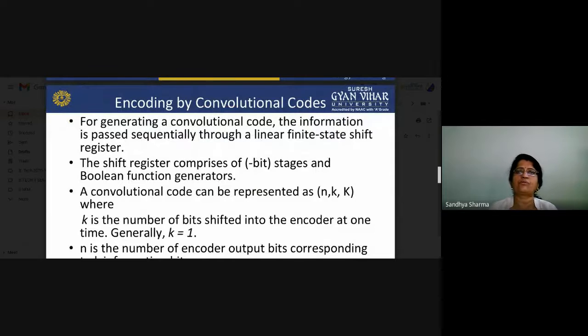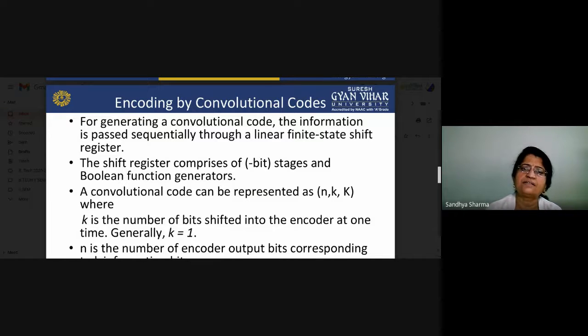Apart from the linear block code, what additional features are involved in our convolution code? The convolution code is based on Boolean function generators, and we are using shift registers. Our input data is not of a fixed constant length; it is variable length data. And the output depends not only on the present input but also on the previous inputs. So these are the very basic features involved in our convolution codes.